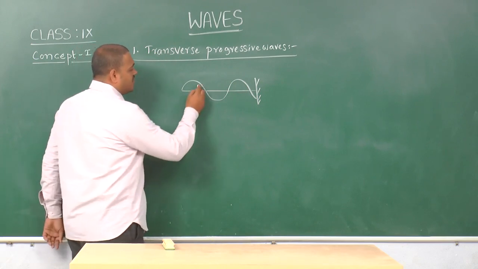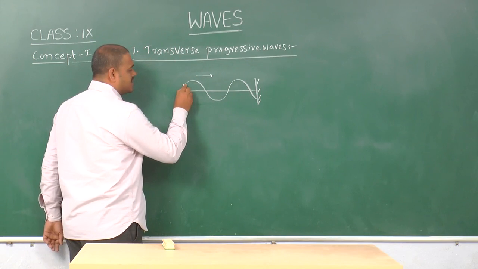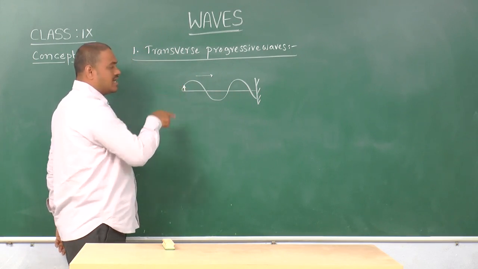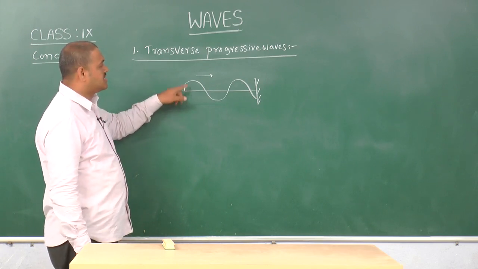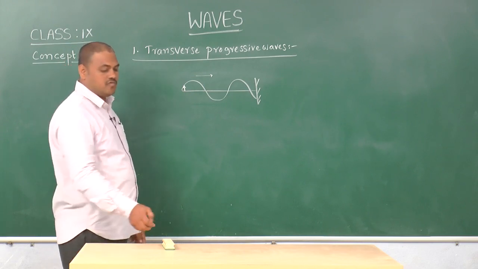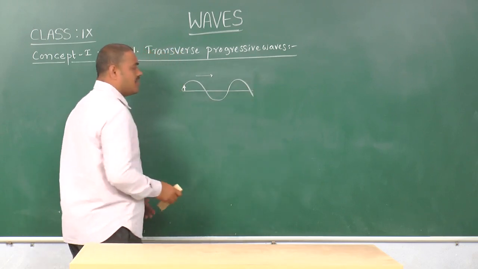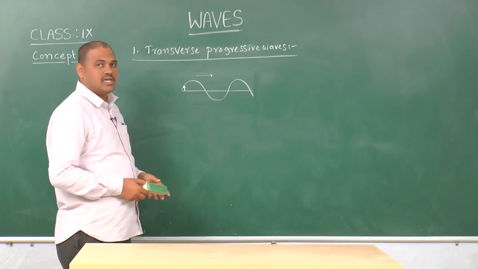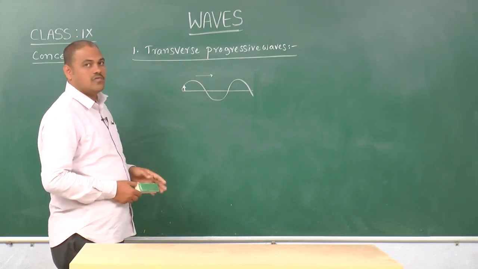Here the wave is moving in the forward direction, but the particles of the medium are oscillating perpendicular to the direction of propagation of the wave. So, these types of waves are said to be transverse progressive waves, and these waves travel into an infinite medium and never return to the initial position.